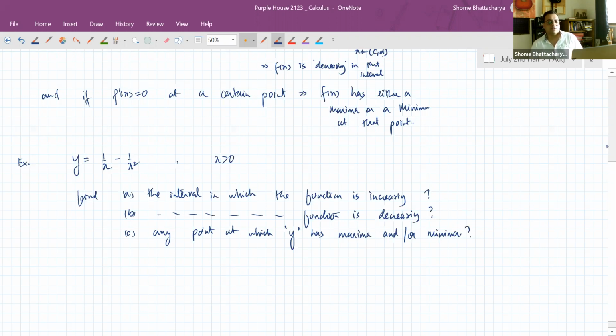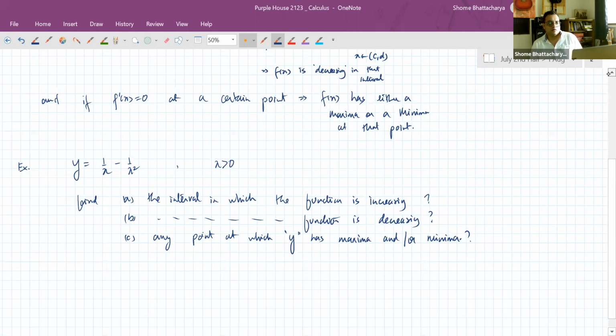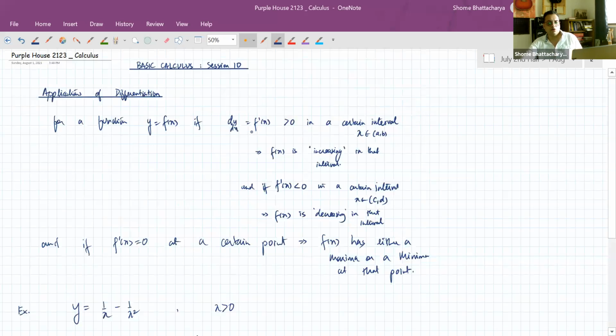So what we do is follow the concept that we have discussed: given any function, we find the derivative of the function, and then we find for what set of values of x, that is what interval of x, the derivative is positive, and similarly for what interval the derivative is negative. Accordingly, the function is either increasing or decreasing in nature. Whereas if the function has a derivative equal to 0 at a certain point or at multiple points, then it will have either a maxima or a minima at that point. And we can distinguish which one because we already know where the function is increasing and where it is decreasing.